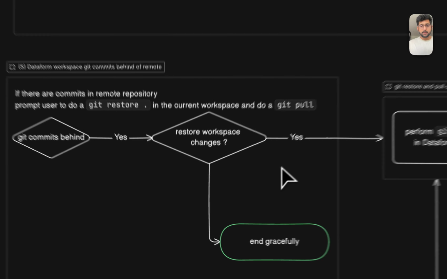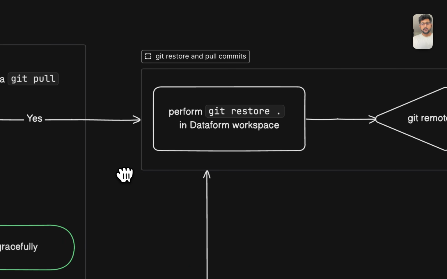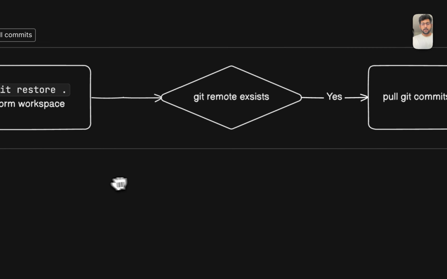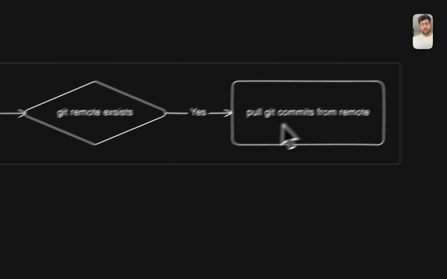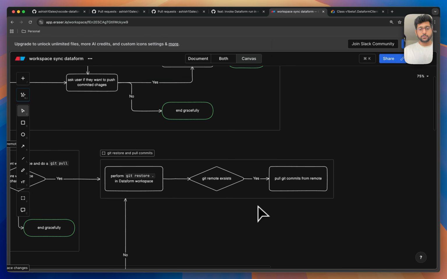So that's what is done. Okay, do you want to get restored? Yes, we press yes. Perform git restore, and then does the git remote exist? Yes, and then pull the good commits from the remote.